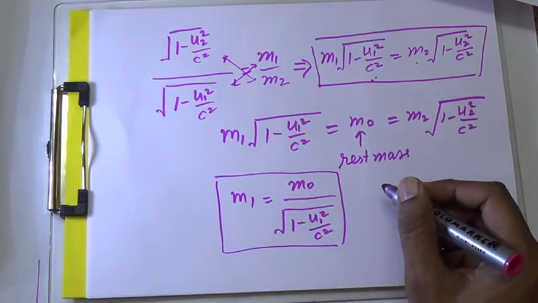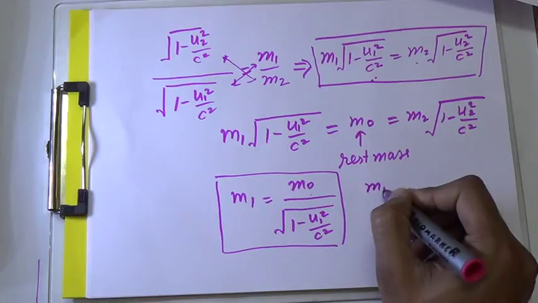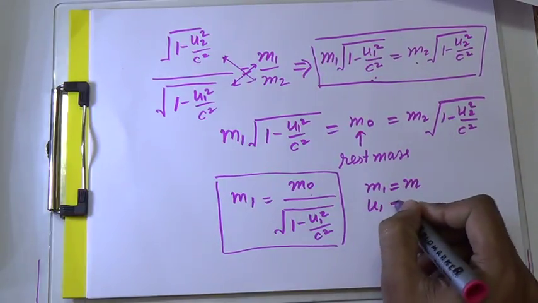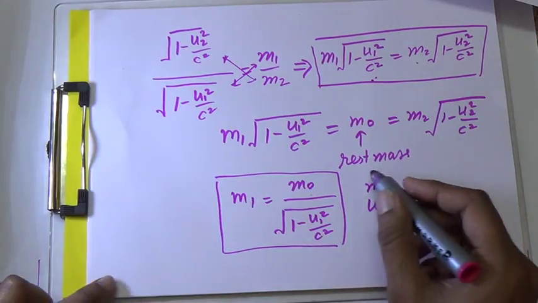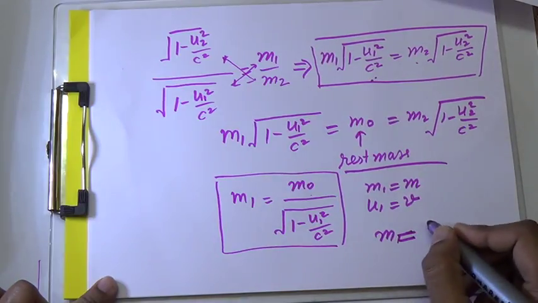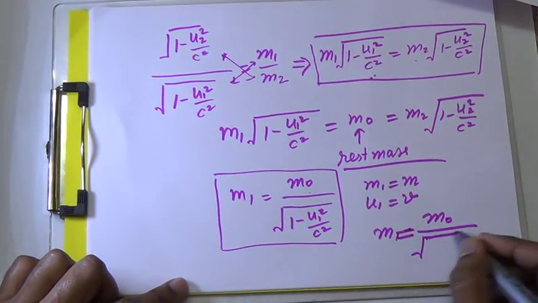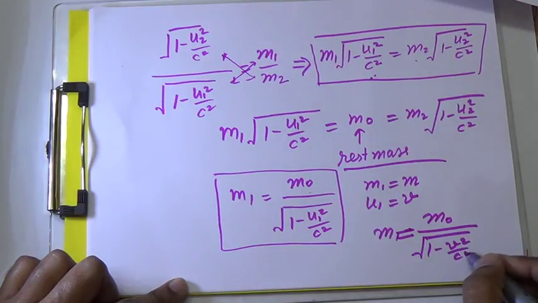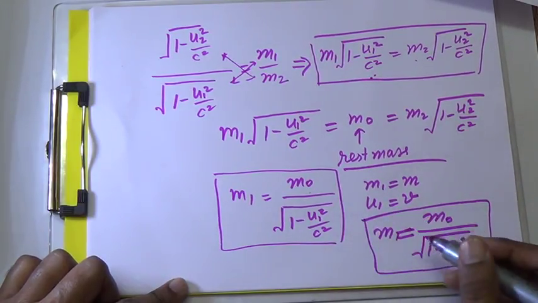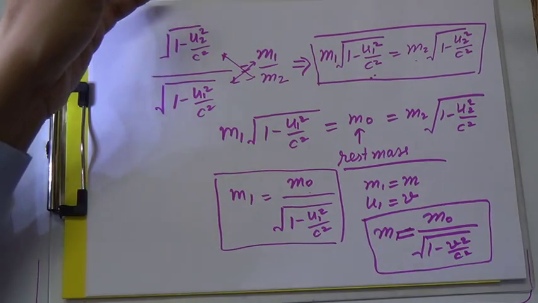And now further we conclude that if m0 be the rest mass of the body, then its mass m when it moves at speed v will be: m1 is equal to m and u1 is equal to v. Then this equation becomes m is equal to m0 upon square root 1 minus v square upon c square, and this is the required result, where m is the mass observed of the particle according to the O observer.